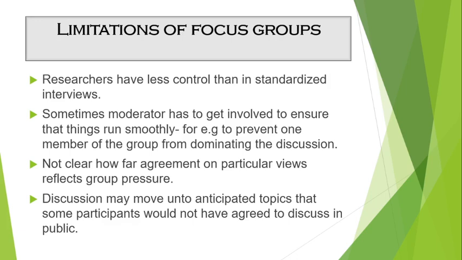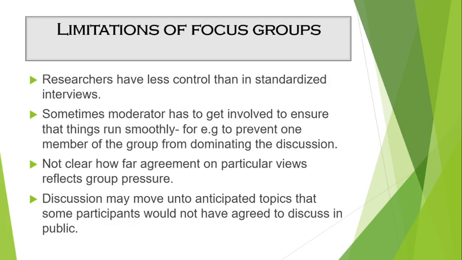So when you do a focus group, you have 8 to 10 people around the table. So some of them might be extroverts, where they have the tendency to overshadow those who are introverts, right? They are not going to give the others the opportunity even to talk, right? They do all the talking themselves. So it becomes a problem because you don't get to the point of view of these introvert people. Now, sometimes the moderator has to get involved to ensure that things run smoothly. For example, to prevent one member of the group from dominating the discussion, right? The person might be an extrovert, who has a tendency to dominate the discussion, right?